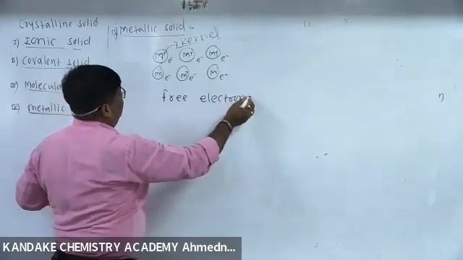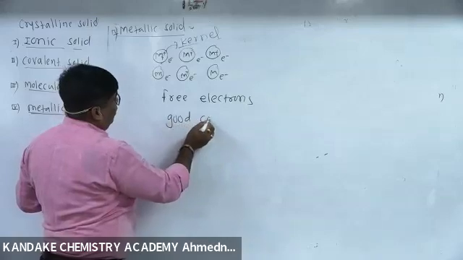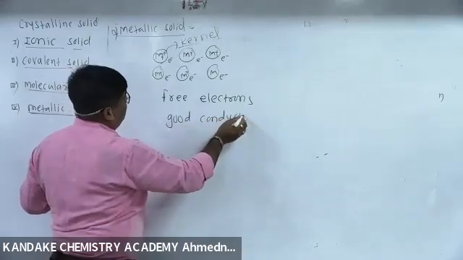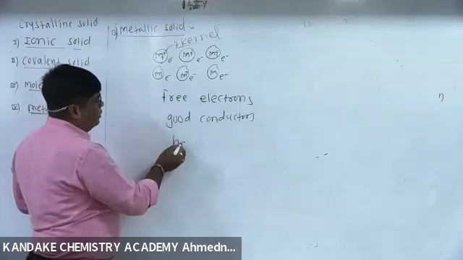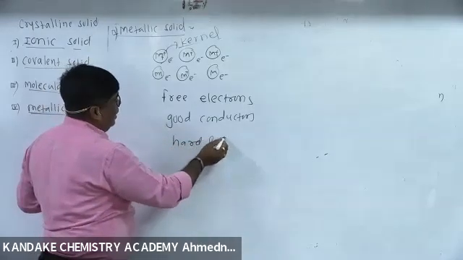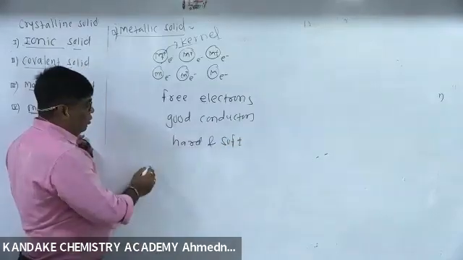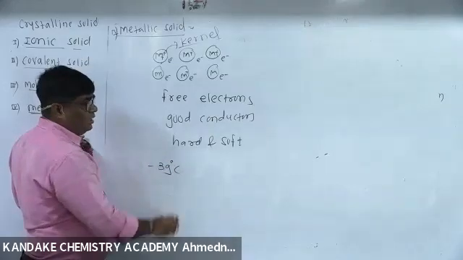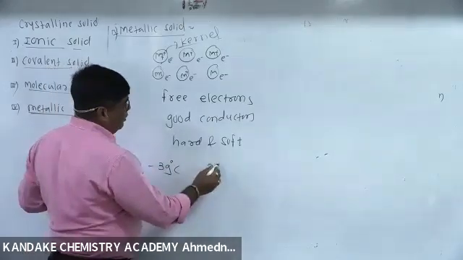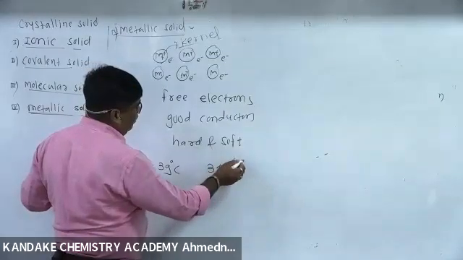And due to the presence of free electrons, this metallic solid is a good conductor. Metallic solids are good conductors due to the presence of free electrons. Metallic solid is hard as well as soft. And metallic solids have different melting points. The lowest melting point of a metallic solid is minus 39 degrees Celsius. And the highest value is 3400 किंवा 3000, तुम्हाला book मध्ये 3400 दिले.